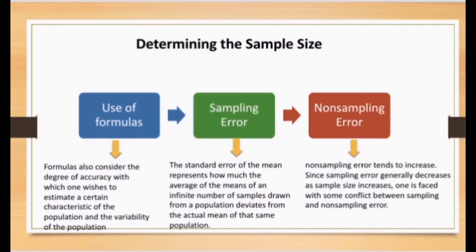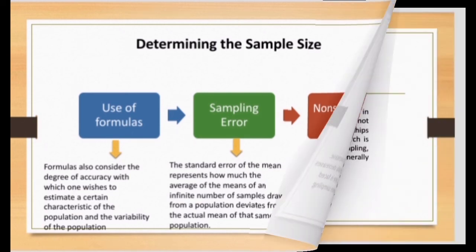Formulas also consider the degree of accuracy with which one wishes to estimate a certain characteristic of the population and the variabilities of the population. The standard error of the mean represents how much the average of the means of an infinite number of samples drawn from a population deviates from the actual mean of that same population. Non-sampling error is difficult to estimate, but generally, as sample size goes up, so does non-sampling error.